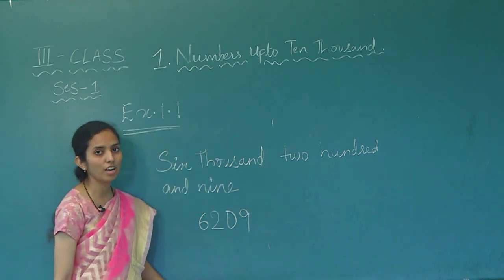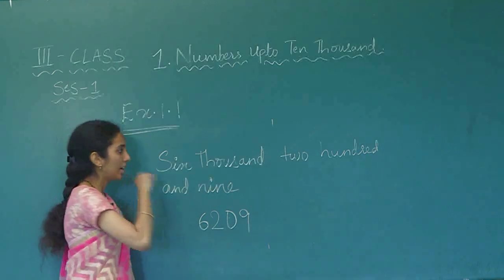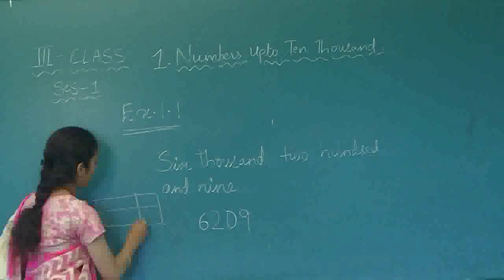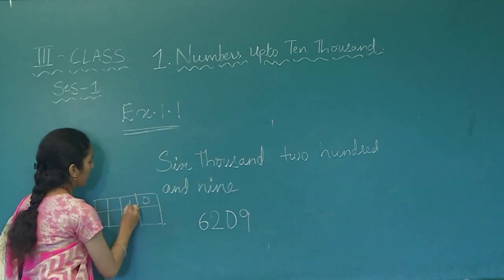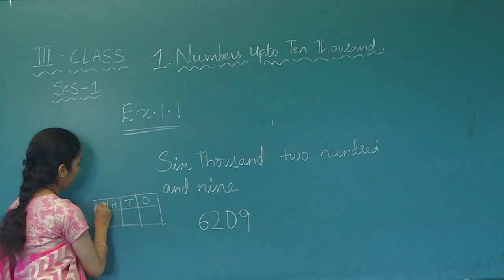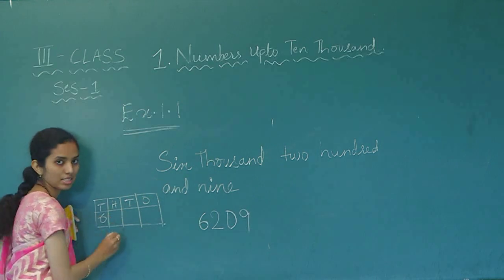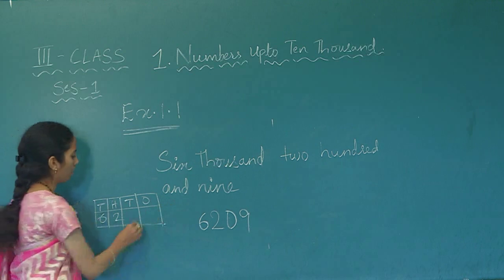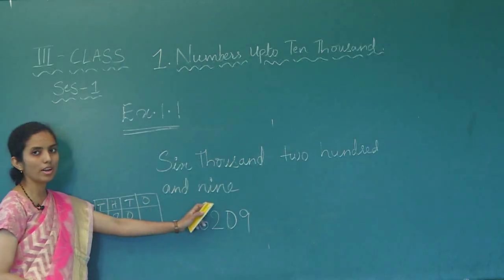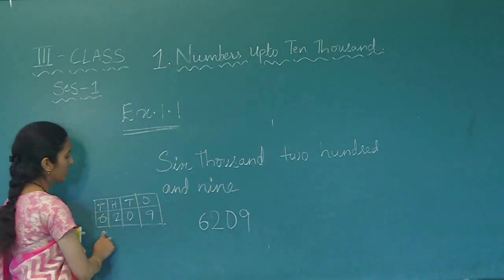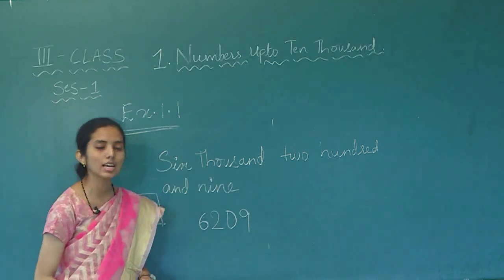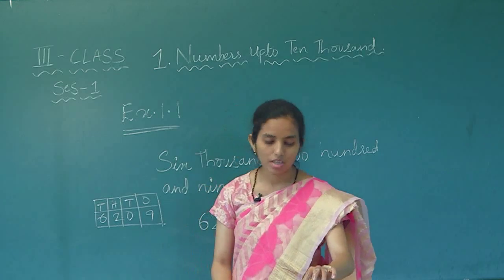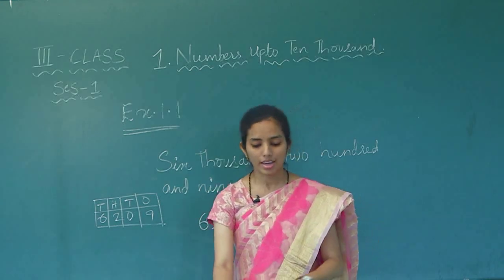If you have any confusion, the best thing is to draw the place value table and just write it in its place. Then you will not get any confusion. How many thousands? 6 thousands. How many hundreds? 2 hundreds. Tens? No, there are no tens. Then how many ones? 9. So, 6209 is the number. So, in this way, there are 4 more examples. I want all of you to do the examples.